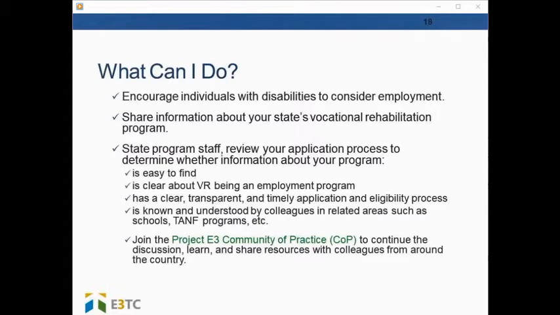Honestly, even an elevator speech can be helpful, with a few bullet points about what VR is, how people find your information, etc. And finally, if you found this discussion today to be helpful or interesting and you'd like to continue the discussion or access some of the resources that we referenced here, we encourage you to join our online community of practice. It's an opportunity to discuss, learn, and share resources with colleagues from around the country. There are a number of resources currently available in the COP, but it's a great forum to take this discussion and continue it online.